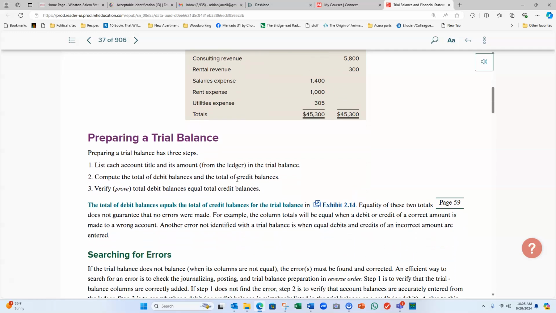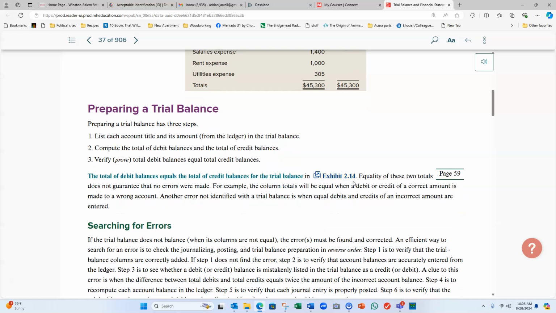List each account and title. This is the way you do it. From the ledger in the trial balance, compute the total of debit balances and the total of credit balances, and prove that debit balances equal total credit balances. Just add them up. Simple, simple. Like it says here, the equality of those two totals does not mean that no errors were made. It just means that you have a chance of having it right. If they don't balance, that's the first thing. If they don't balance, you've made an error, an error that an accountant shouldn't make.